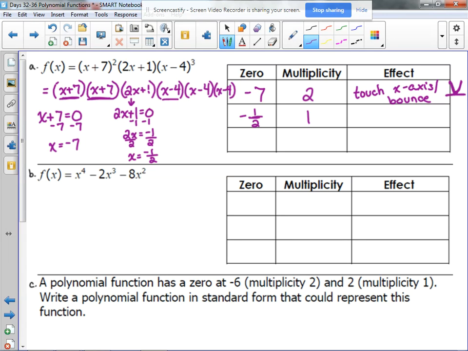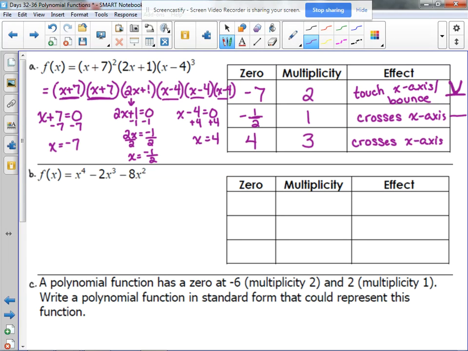Okay, and then the last one, we've got x minus 4 equal to 0. So we add 4 to both sides. So x equals 4. That is our third zero. But it was repeated 3 times. So it has multiplicity 3. Both of these, the effect is going to be that it crosses the x-axis because they have odd multiplicity. Not that the zero itself is odd, it's that its multiplicity is odd.